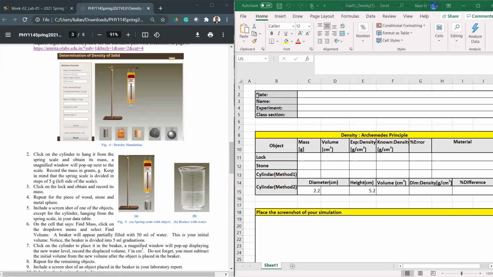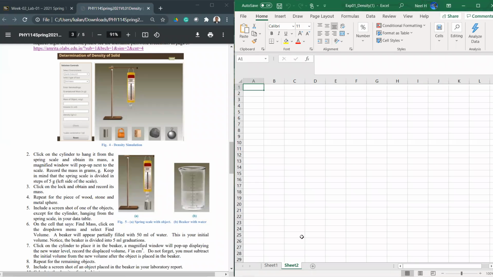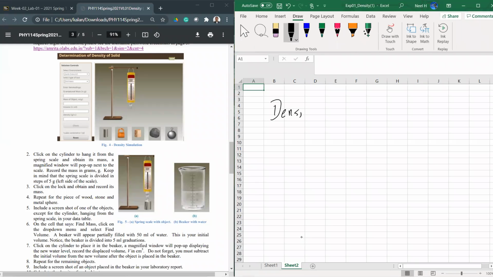All right, guys. So the density lab is the idea of density. I think most of you are familiar. So the density is mass over volume in general, right? The symbol we use is rho, R-H-O. This is a Greek letter, okay? Which is equal to mass over volume.